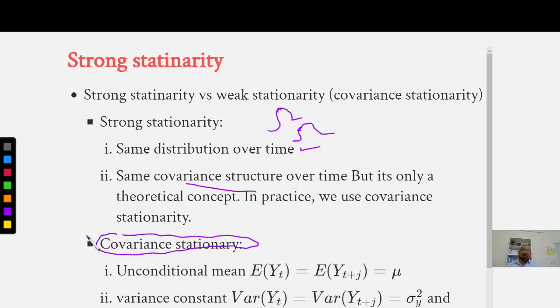So in practice, what do we say? For the series we have, whether we take the first 10 values and the next 90 values, or the first 20 values and the next 80 values, or any range, the mean of Yt and the mean of Yt+j for each group is almost similar. It's almost the same, not exactly the same. Variance is constant, and covariance is not a function of time.